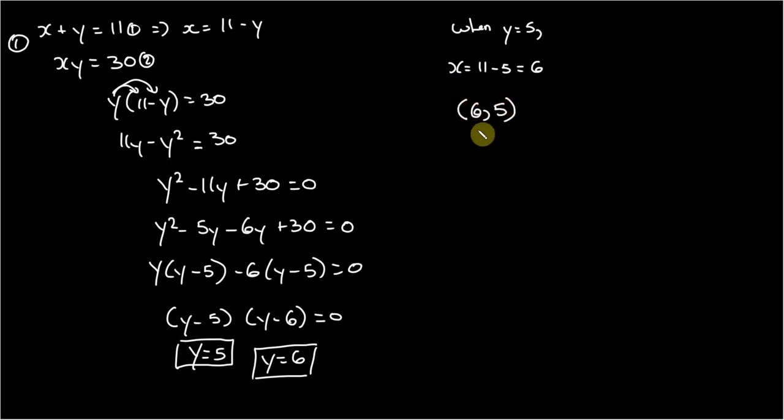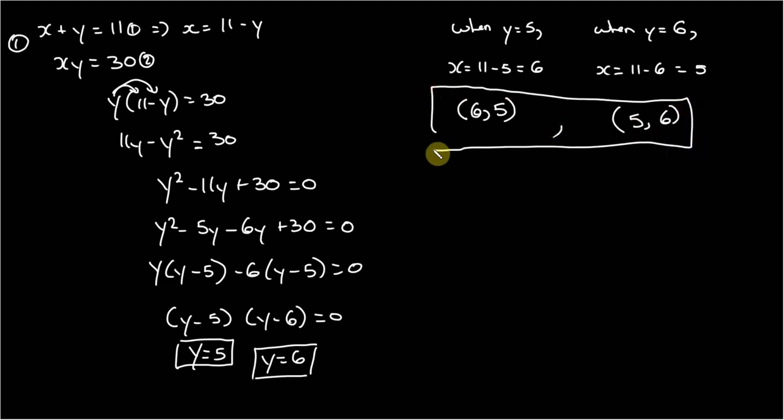So that's one point of intersection where this line meets the curve. And now when y equals 6, as we found down here, x is going to equal 11 minus 6, which is 5. And so our second set of coordinates is 5 and 6. And so there you go. There are 2 points of intersection, and they're precisely at the point where x equals 6 and y equals 5, and x equals 5 and y equals 6.